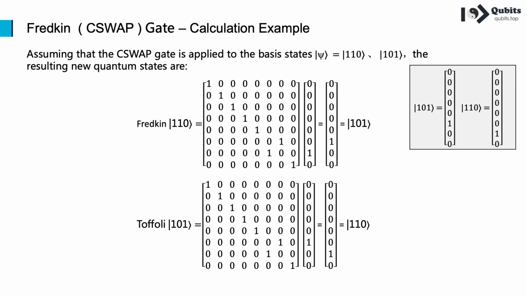According to the properties of the Fredkin gate, if the control qubit is in the state ket 1, the states of the 2 target qubits are swapped. Therefore, in this case, the third qubit will be the control qubit.